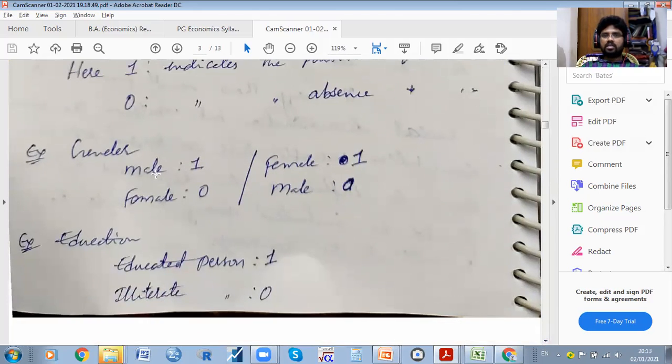You may also give it like this: male is equal to 1 and female is equal to 0, or female is equal to 1 and male is equal to 0. You may give it either way, but you should be careful that if 1 is given for the male, then 0 is given for the female.